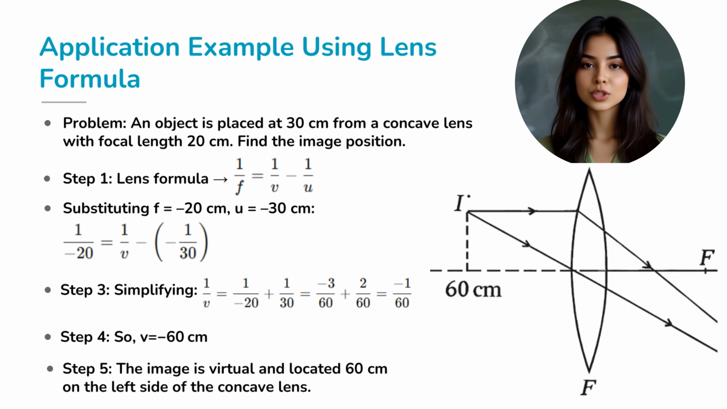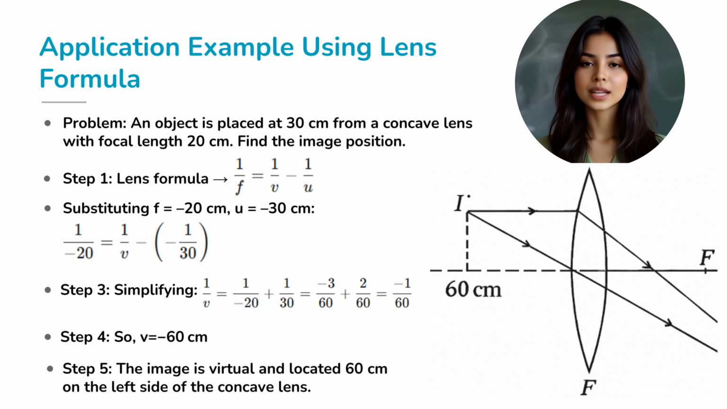Imagine placing an object 30 centimeters away from a concave lens with a focal length of 20 centimeters. Where will the image be formed? Let's carefully work this out together. Step 1. Recall the lens formula, 1 divided by f equals 1 divided by v minus 1 divided by u. Step 2. Apply the sign convention.